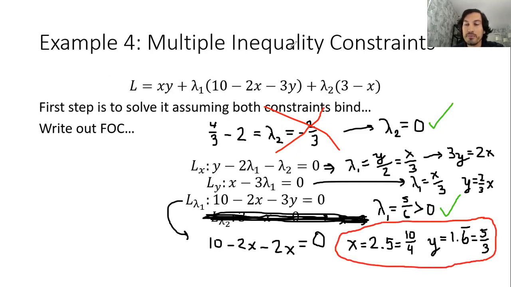Right? So for this problem, when this 3 was a 2, we got the case that both constraints bind: x equals 2, y equals 2. But then when we changed this from a 2 to a 3, like it is here, we found that this constraint no longer binds and x equals 2.5, y equals 1.6. Do you guys see how that happened?